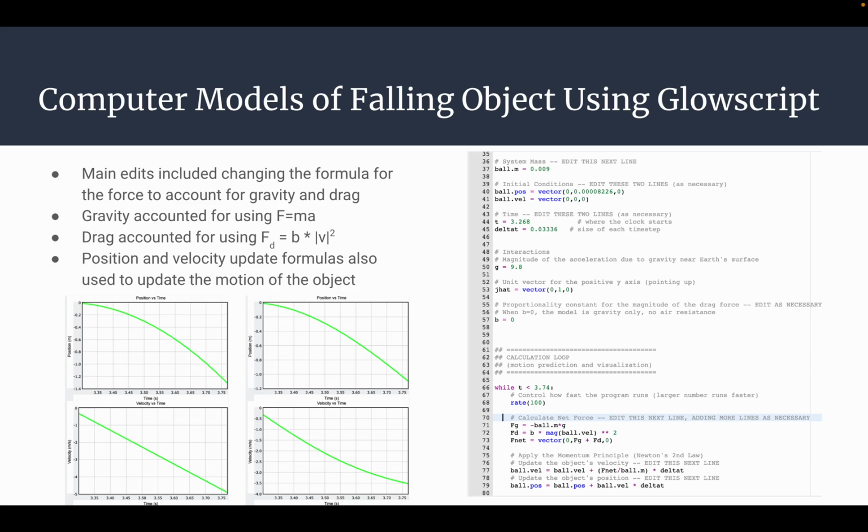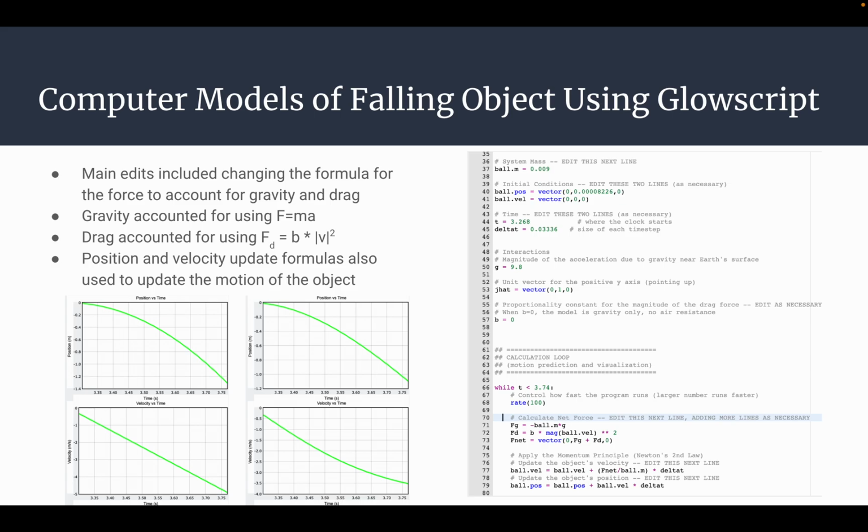So for the computer model of the falling object, I used GlowScript, and the main edits I made to the starter code included changing the formula for force to account for both gravity and drag.